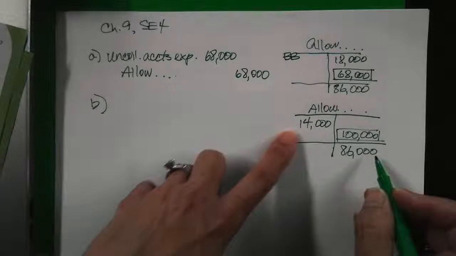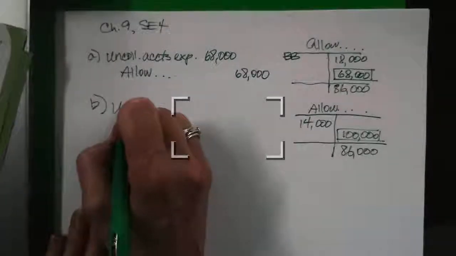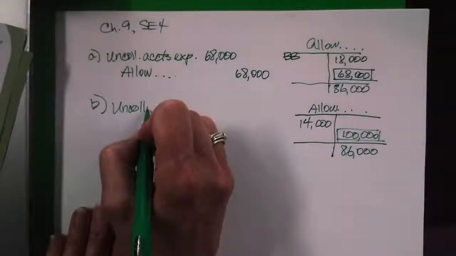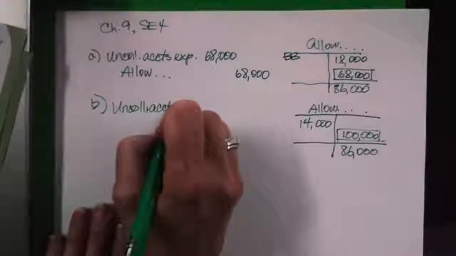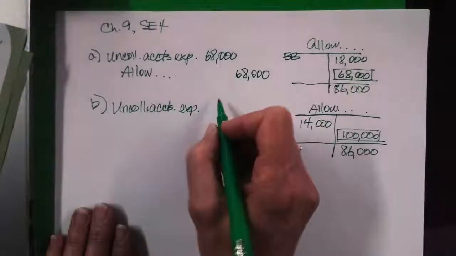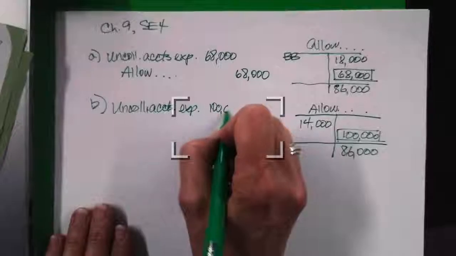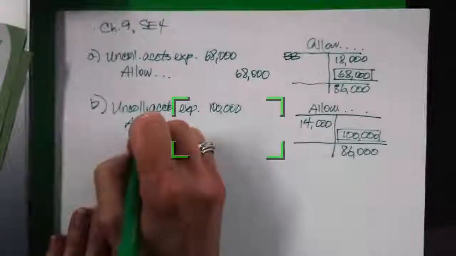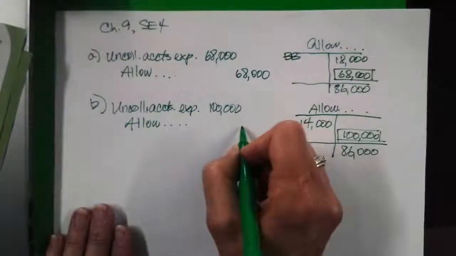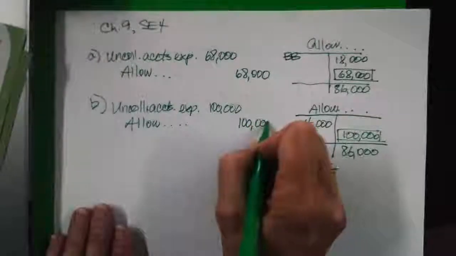Everybody see that? Okay, so I'm going to debit uncollectible accounts expense for $100,000 and credit the allowance for uncollectible accounts $100,000.